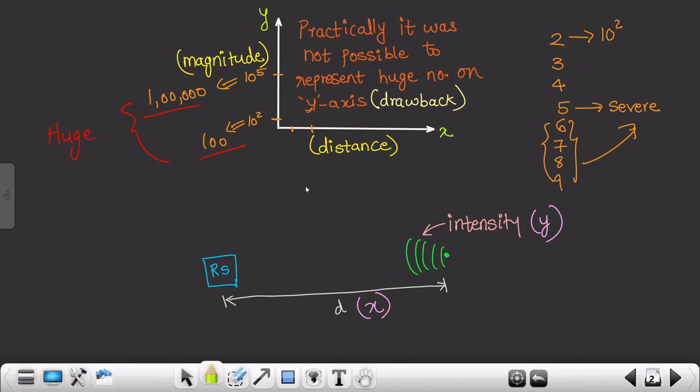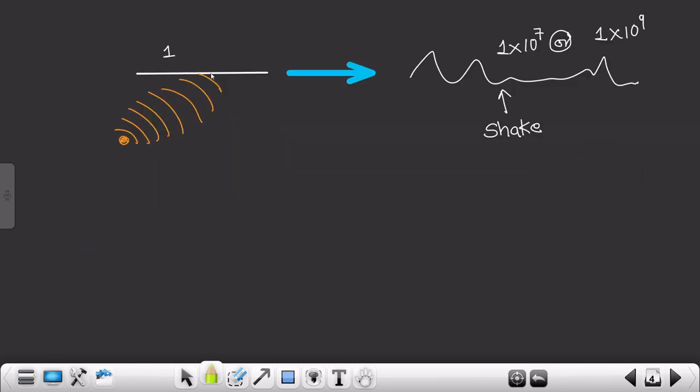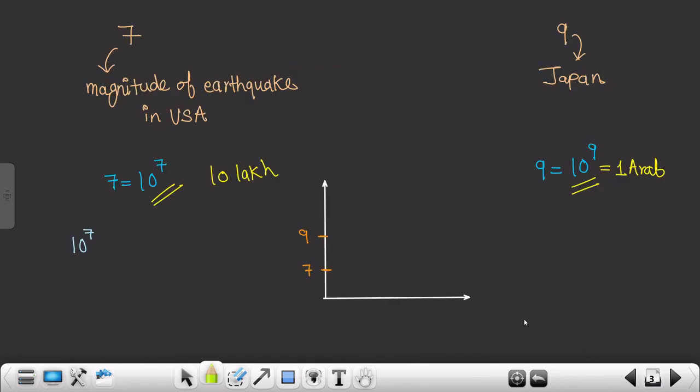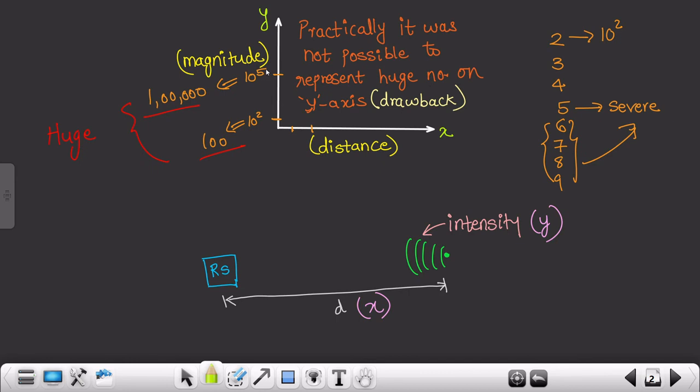Okay, and then we saw that on the y-axis we were getting very huge numbers. That means 10 raised to 5, 10 raised to 7, which I told you over here. Due to earthquake, the land was shaking by a very huge factor, that is 10 raised to 7, 10 raised to 9 in our case, that means in US and Japan. So it was not possible practically to represent such a huge number. This kind of earthquake also happened, that means 2, 3, 4, that means 10 raised to 2 to 10 raised to 4, but that is not that much severe.